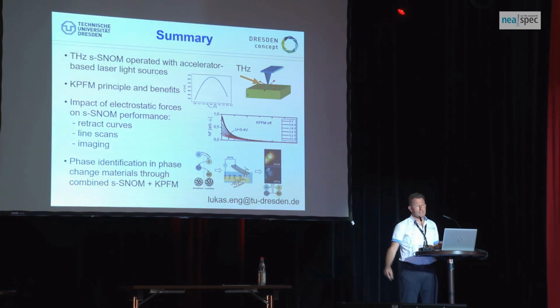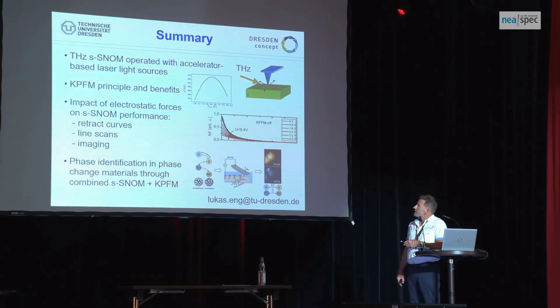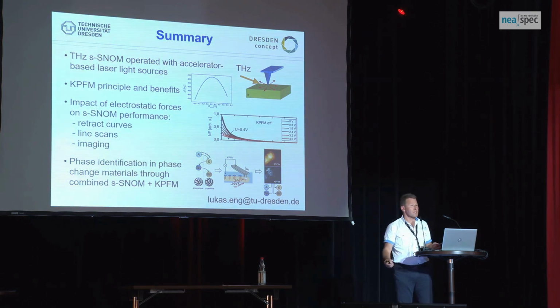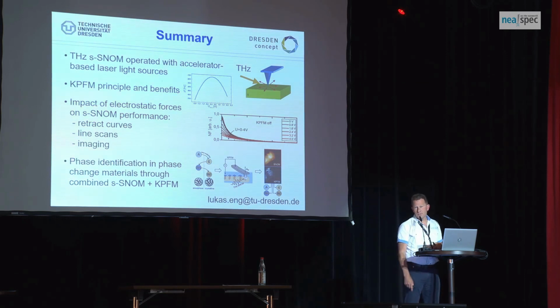We've done all the other testing of other Kelvin methods as well. I call it AM. There are other ways to go for higher harmonics of the cantilever oscillation and so on. They're all not as good as this sideband principle that I showed here. Thirdly, I showed you how we do this by going for retract curves, for line scans, and finally imaging. And last but not least, I showed you that this is not just fancy, but really gives you additional information.